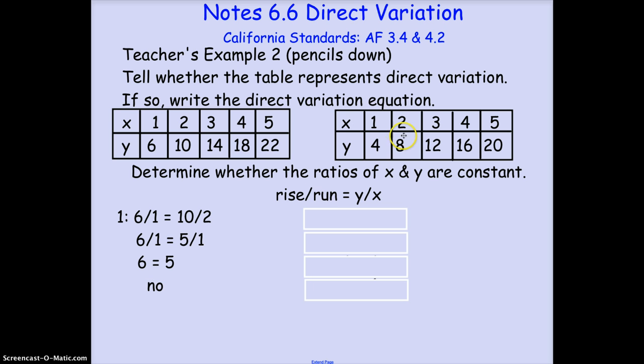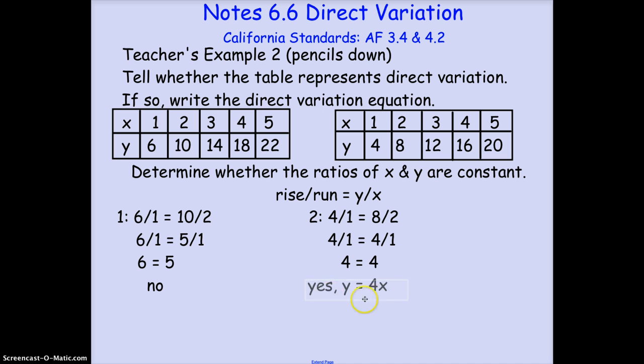Problem number 2, again, I'm going to pick any two of them. I can choose any two I want. I can do 4 over 1 and compare it to 20 over 5 if I want. But again, I tend to choose the smaller ones just because they're easier. Okay, I want to simplify my fraction. 8 and 2 can both be divided by 2. 4 over 1 can be reduced to 4. And 4 does equal 4, so my answer in this case is yes.